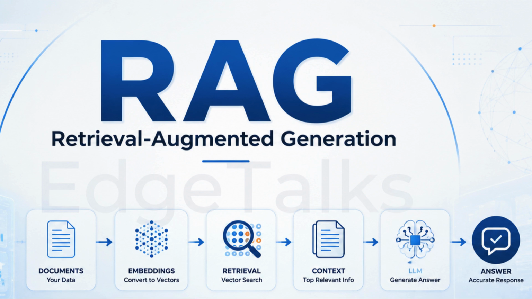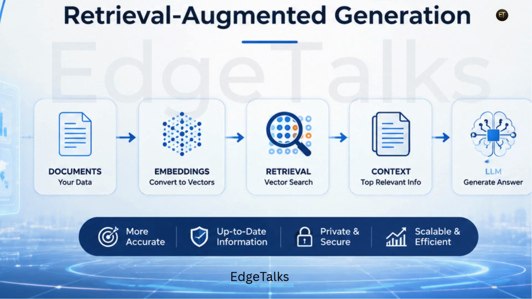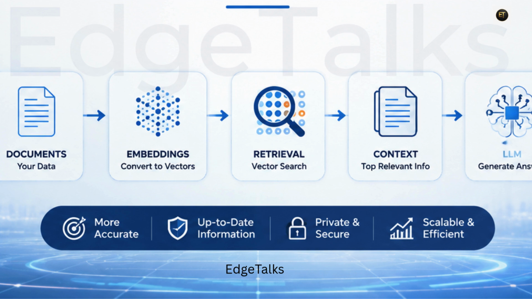Those documents are converted into embeddings, mathematical vector representations. Then the retrieval system performs semantic search to find the most relevant information. That retrieved information becomes the context, and only then does the LLM generate the answer. That's why RAG systems are more accurate, current, secure, and scalable.